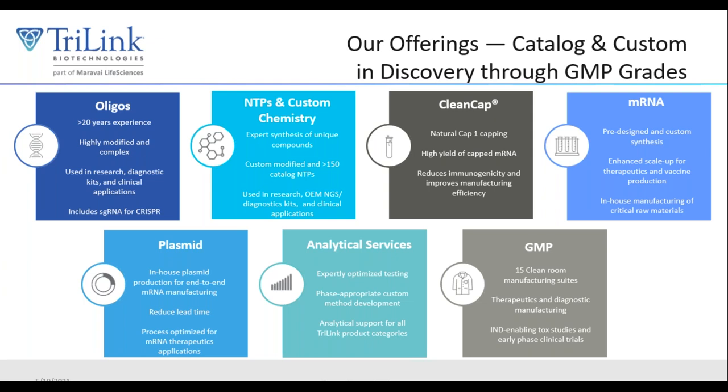So here you can see a full list of our offerings with a bit of detail for each specific product. I won't go into details for each, but to give a brief overview, here are some of our main product lines. We manufacture NTPs, both catalog and custom. This includes modified NTPs often used in mRNA builds. We have a proprietary capping reagent called CleanCap that co-transcriptionally creates a naturally occurring Cap1 structure. And we have the ability to use these reagents in all of our custom mRNA builds. Additionally, as I mentioned before, we have recently brought our plasmid services department online, and we have 15 GMP suites to aid in your GMP manufacturing needs. We also have the ability to run analytical testing and development on these builds, which we know is very necessary for both research grade and GMP projects.